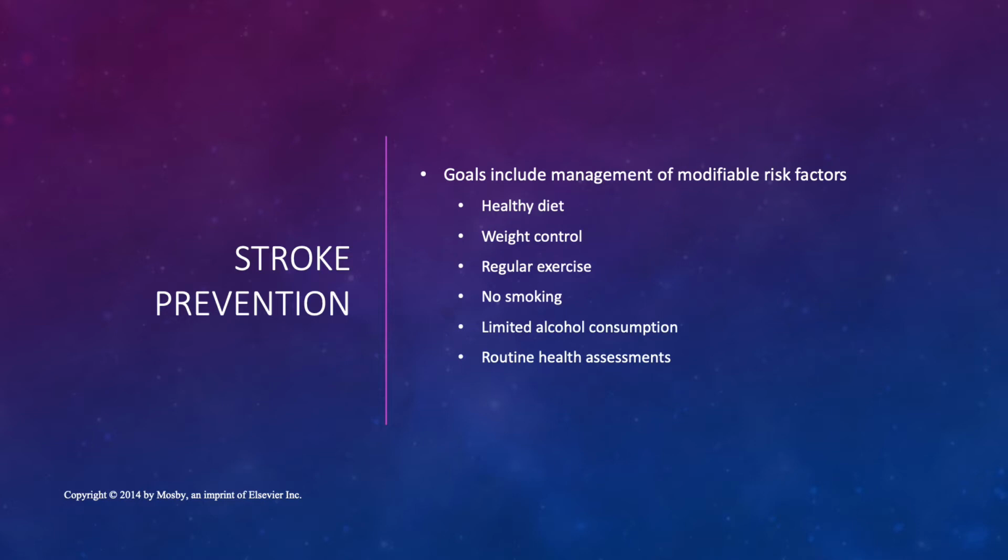Basically, we want to prevent them. So, preventing strokes, this is going to look familiar. How do we take care of ourselves? Healthy diet, weight control, regular exercise, no smoking, limited alcohol consumption, and routine health assessments to manage those medical problems that we discussed in the previous slide.